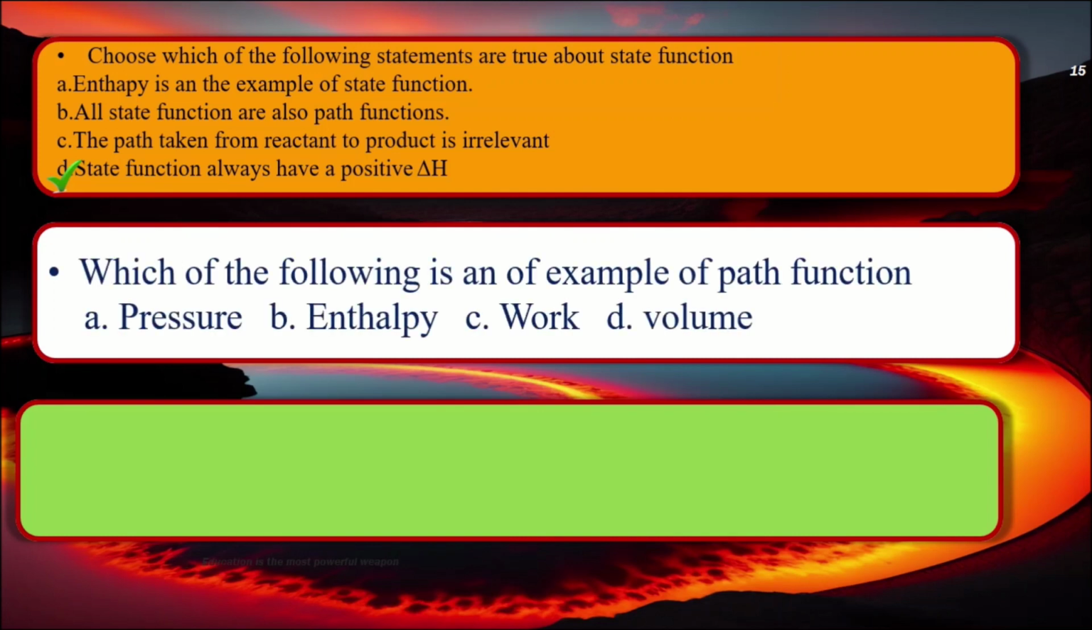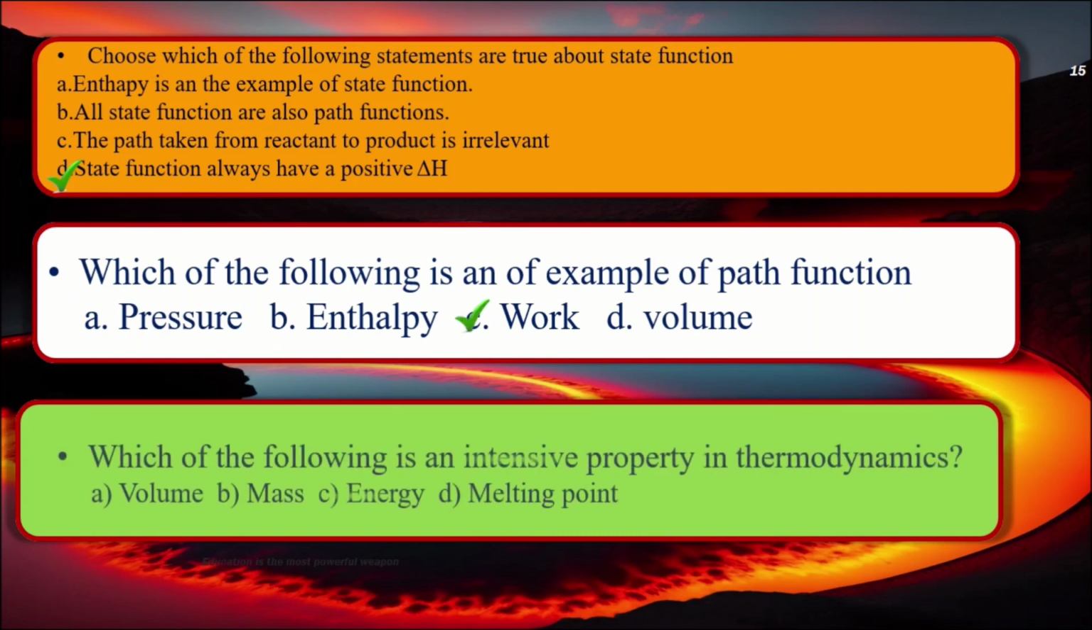Next, which of the following is an example of path function? Options are pressure, enthalpy, work and volume. The correct answer is work. Which of the following is an intensive property in thermodynamics? Options are volume, mass, energy, melting point. The answer is melting point.